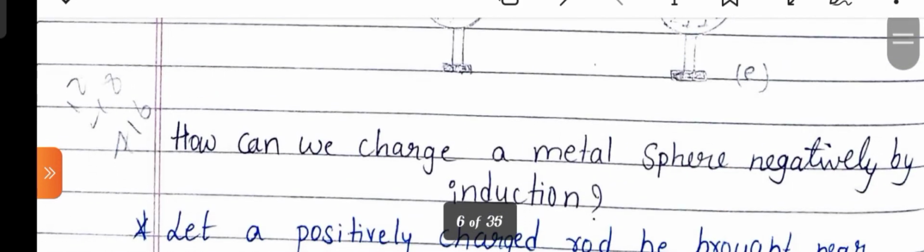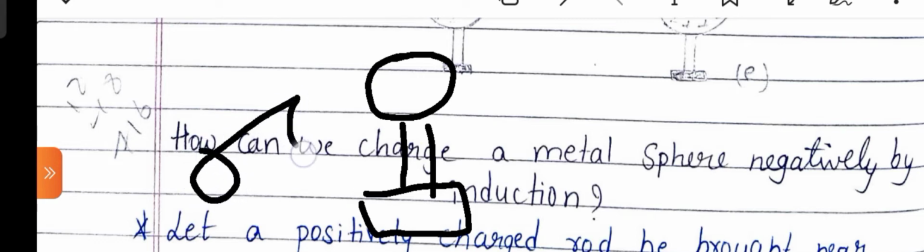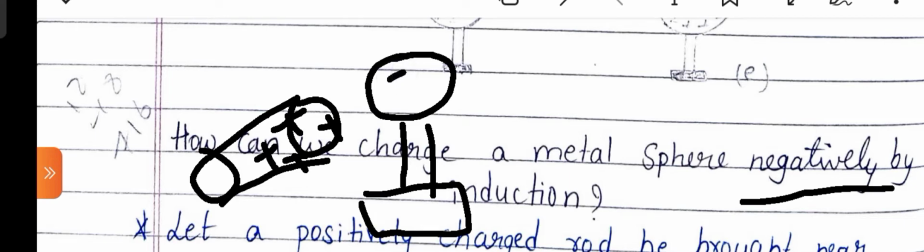The second one is charging a metal sphere negatively by induction. First, we consider a metal sphere supported by an insulating stand, and we bring a charged rod. But here we have to bring a positively charged rod, because we want a negatively charged sphere. So the negative charges in the sphere will move towards the left, and the positive charges towards the right.